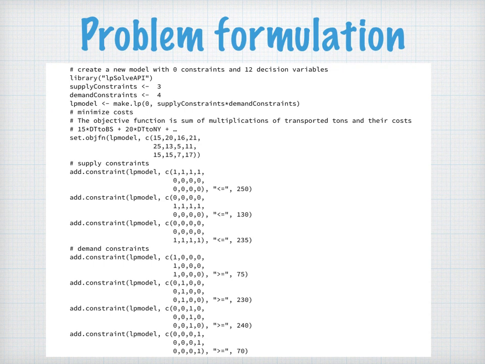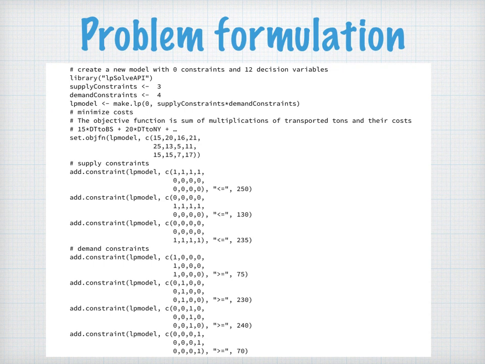I've formulated the linear programming problem so that it's easy for you to see how the various components are created. For example, I specify that there are 3 supply constraints and 4 demand constraints. And so in the LP model, I can multiply these 2 variables to indicate the total number of constraints for the model. Similarly, the objective function is set up so you can easily see the relationship between the coefficients in the table on the previous slide and the layout of the objective function.